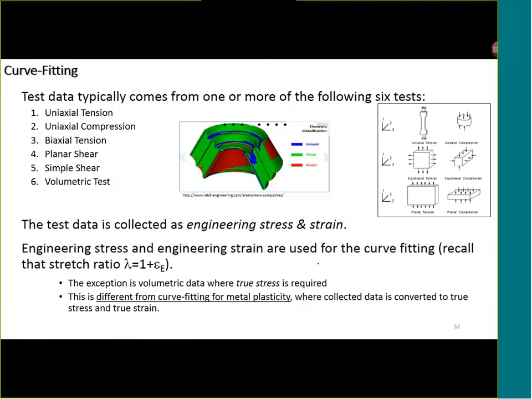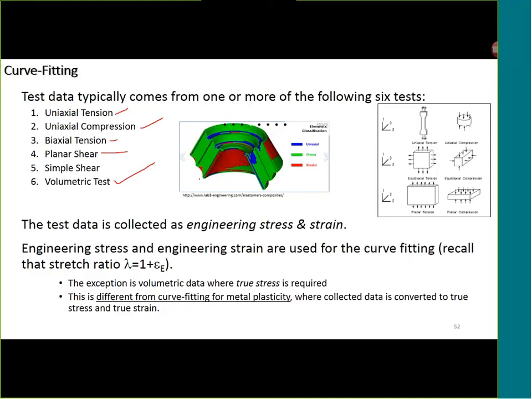When we subject the elastomer component to the actual loading condition, the different portions of the component may experience different stress states. Some portion may experience tension, some portion may experience compression, there may be biaxial tension, shear, and also we need volumetric data to capture the compressibility related phenomena.